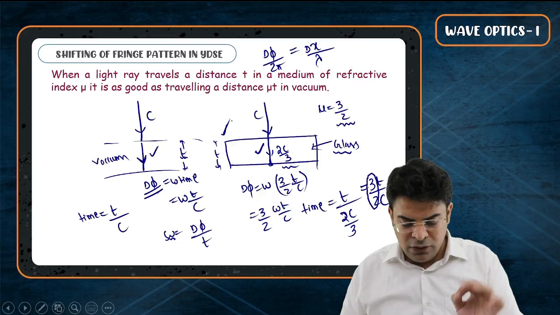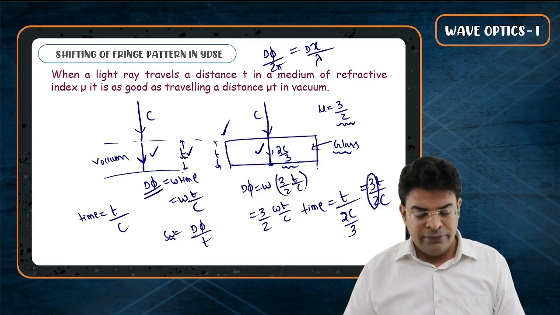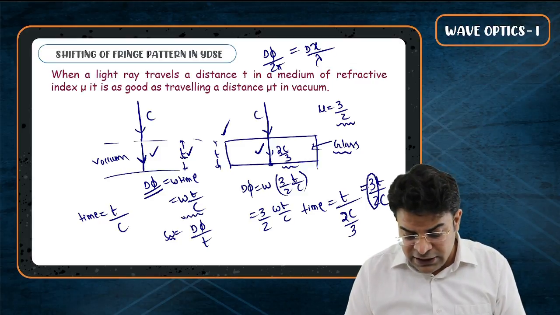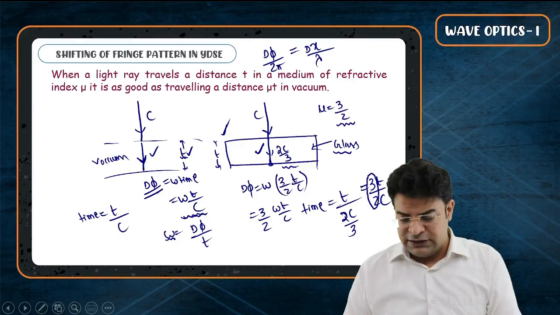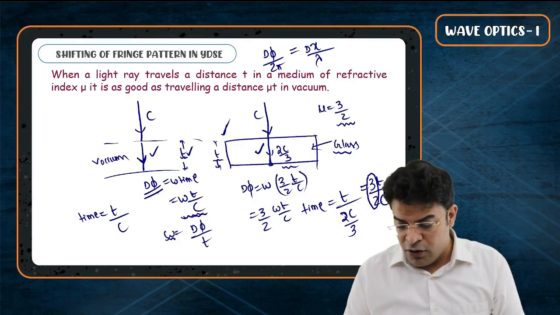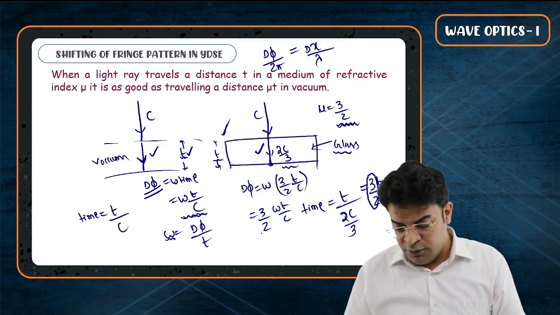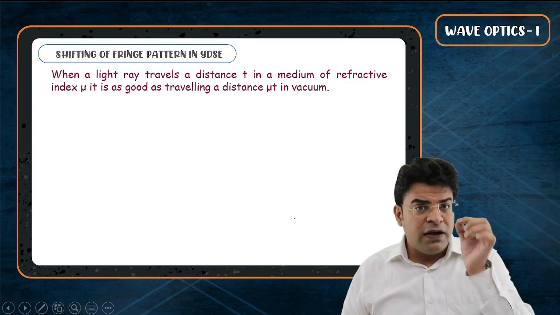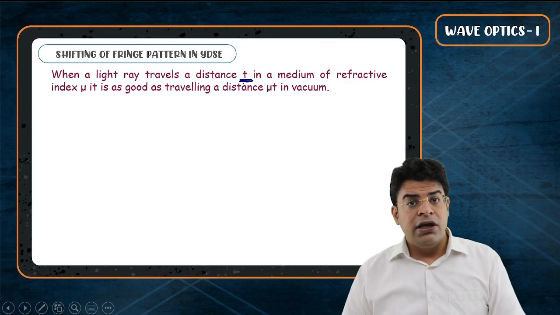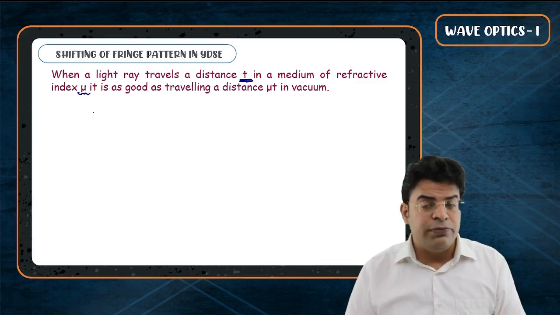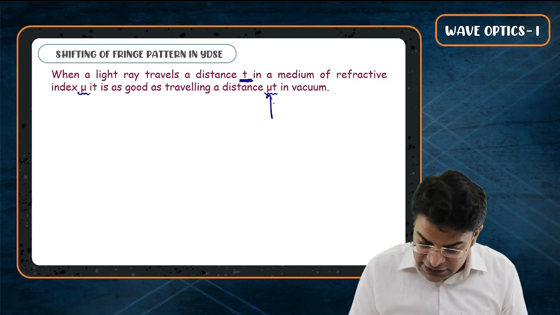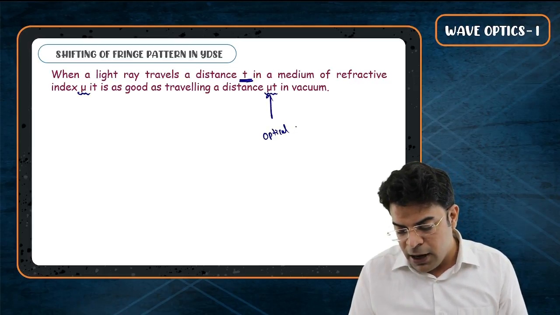So just remember now, traveling a distance t in vacuum, whatever phase change takes place, traveling the same distance t inside a medium of refractive index 3 by 2, the phase change is 3 by 2 times the phase change in vacuum. So if a light ray travels a distance t inside a medium of refractive index mu, it is as good as the light traveling a distance mu t in vacuum, and this distance mu t is called optical path length.